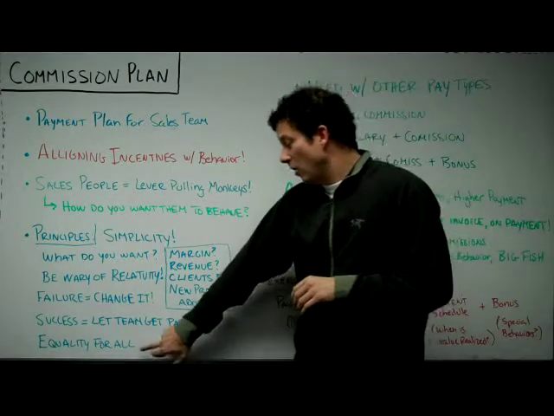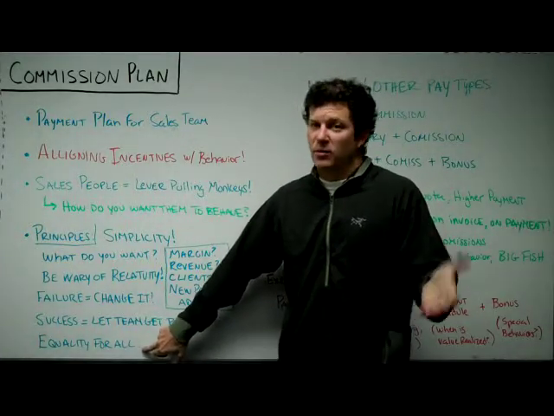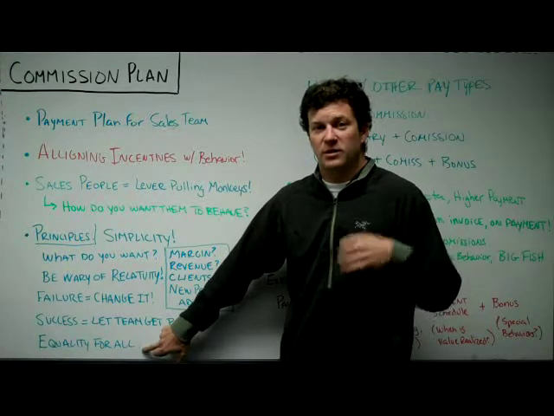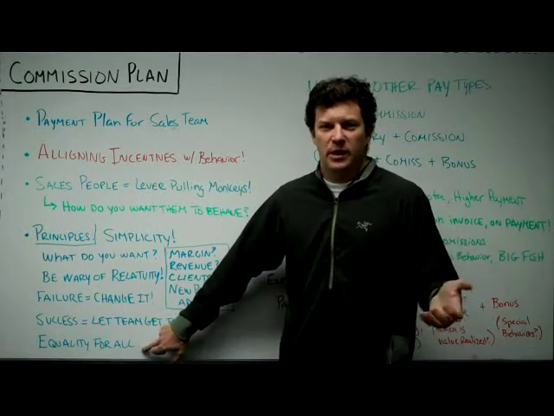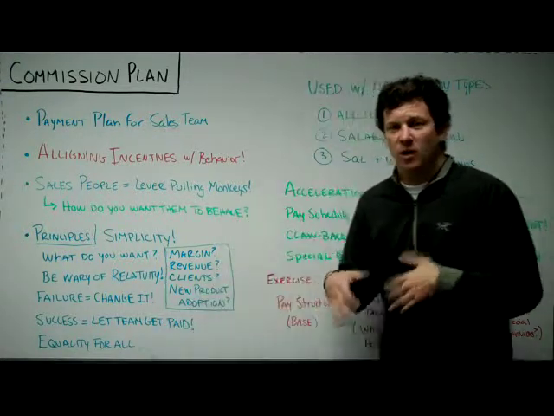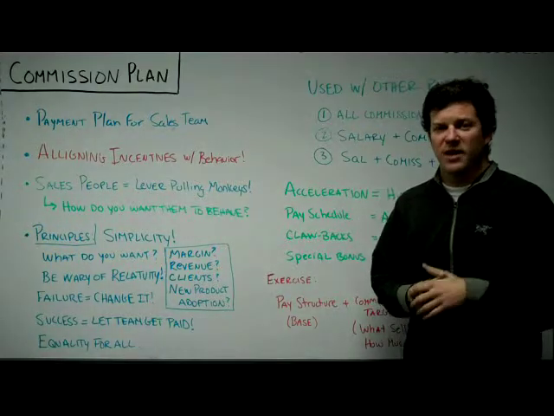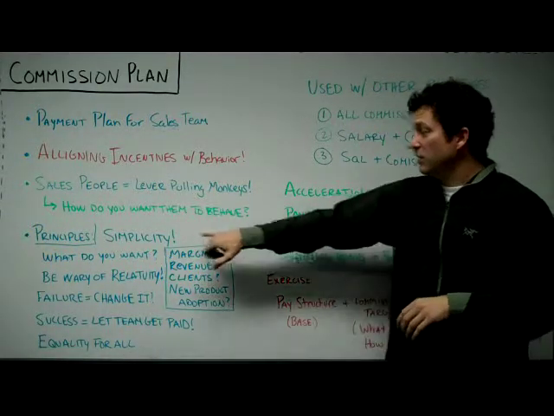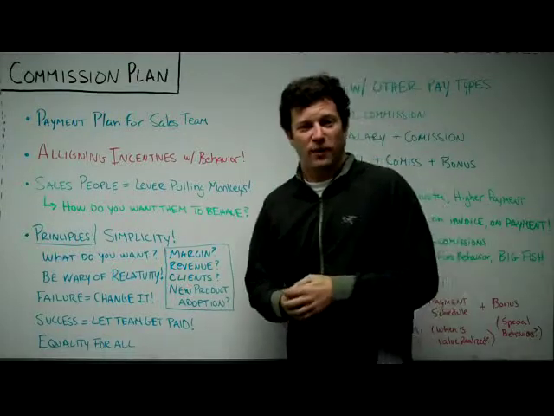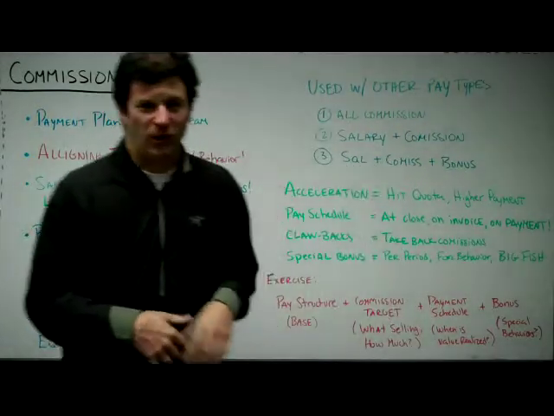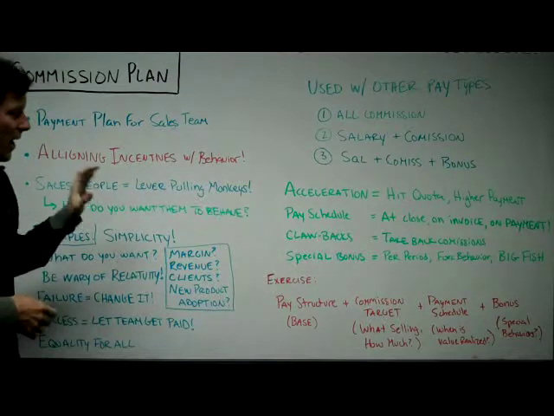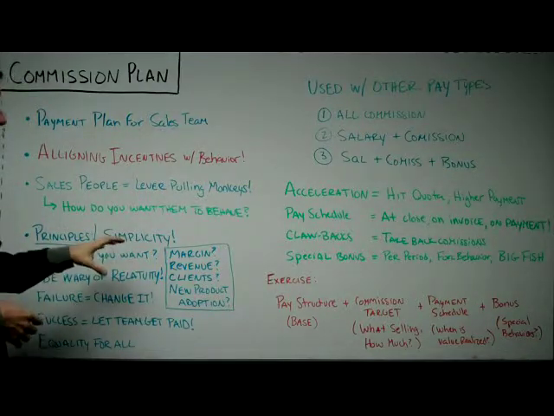Also, equality for all. If you've got a bunch of sales guys, give them the same commission plan. If you've got a bunch of sales support people, give them the same commission plan. It can be different for different roles, but don't make it different for different people. Once they find that out, they get pretty upset. The monkeys are competitive, it turns out. They will fight with each other and argue over territory. So, all right, try and stick to those principles when you're designing a plan.